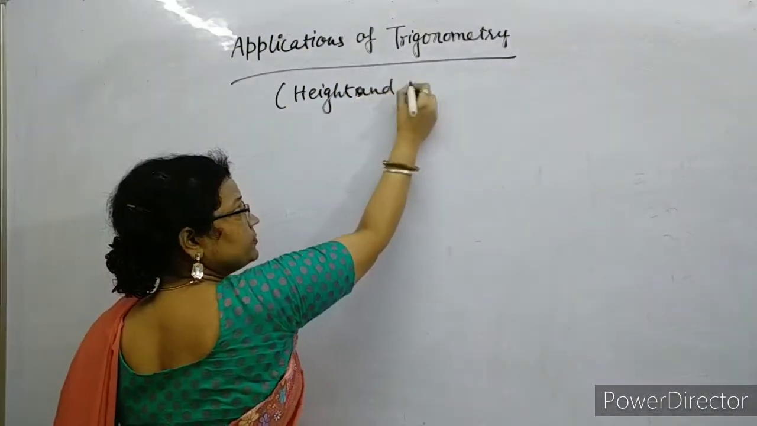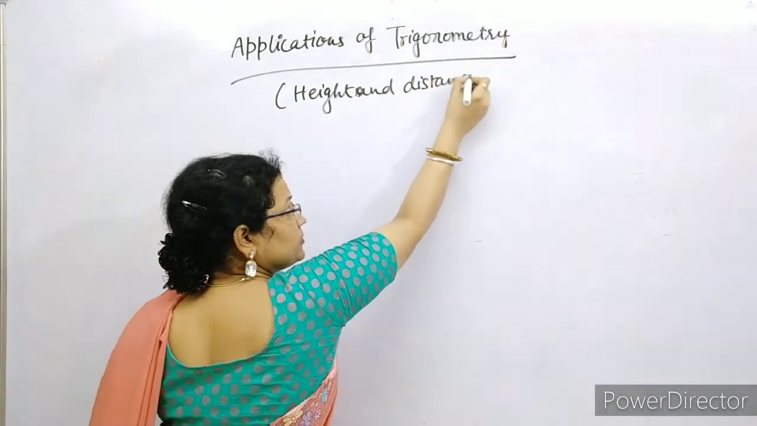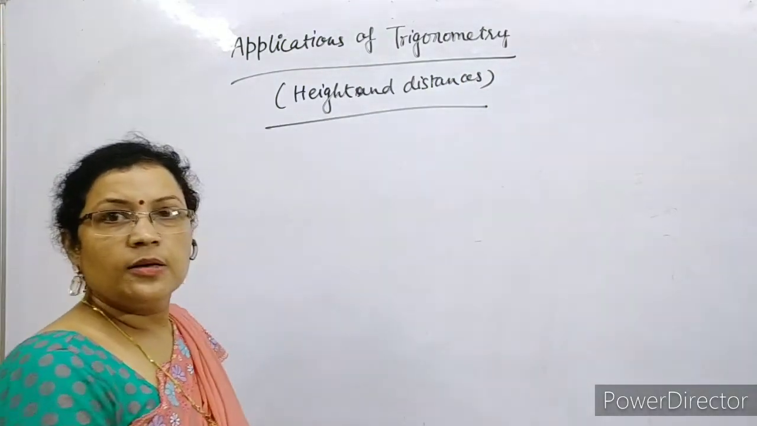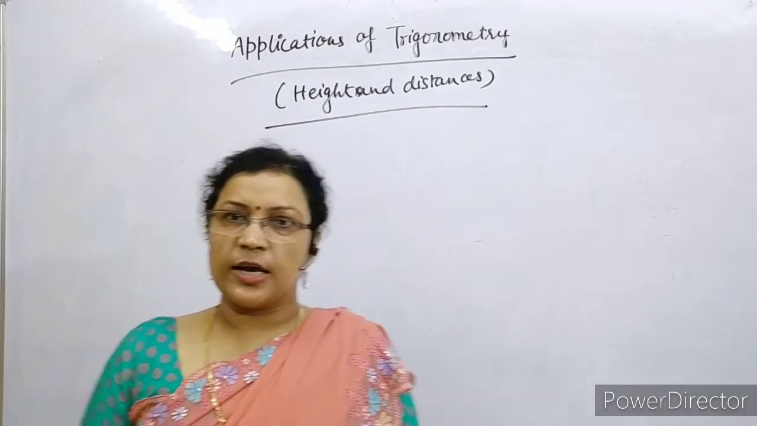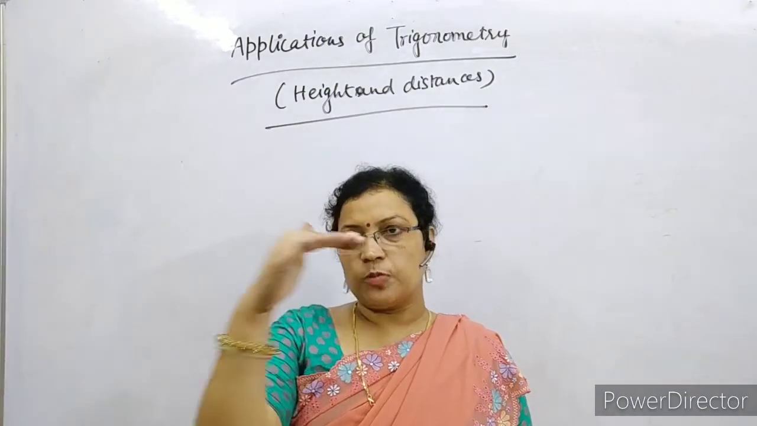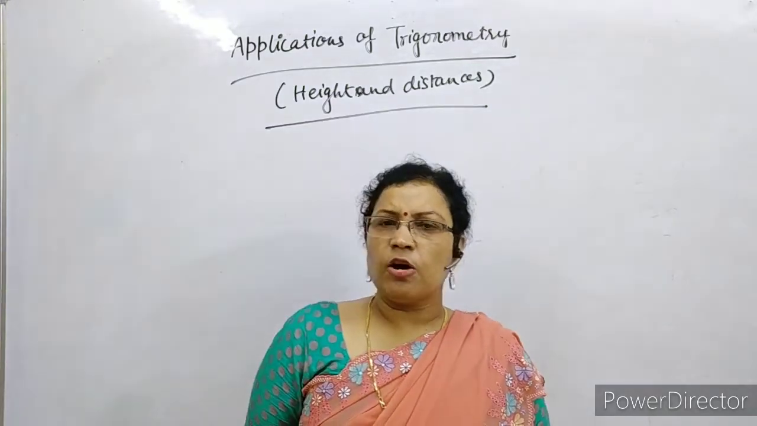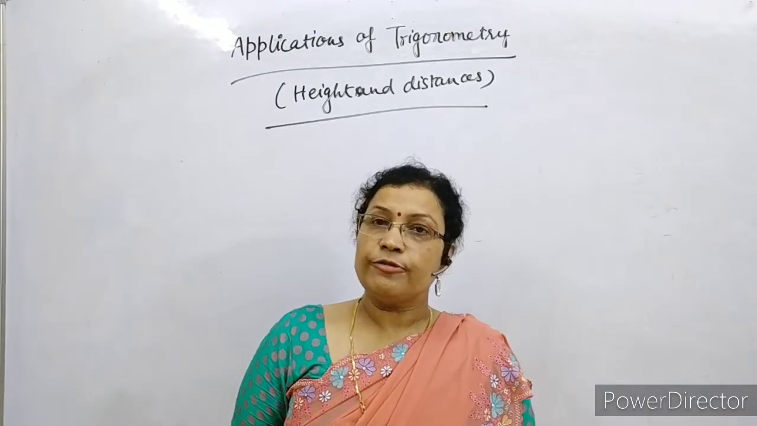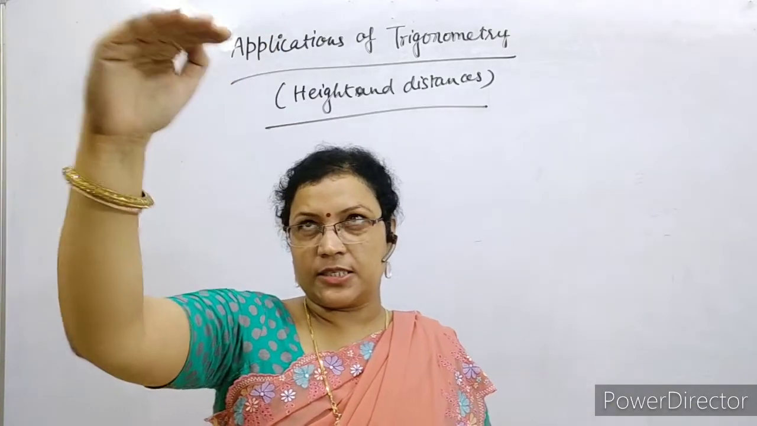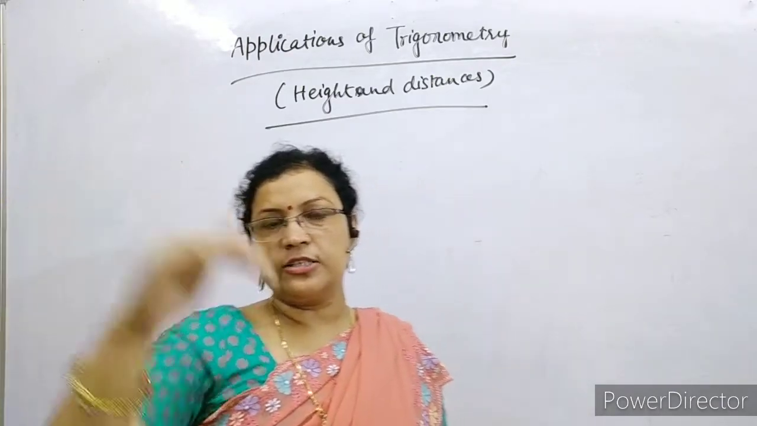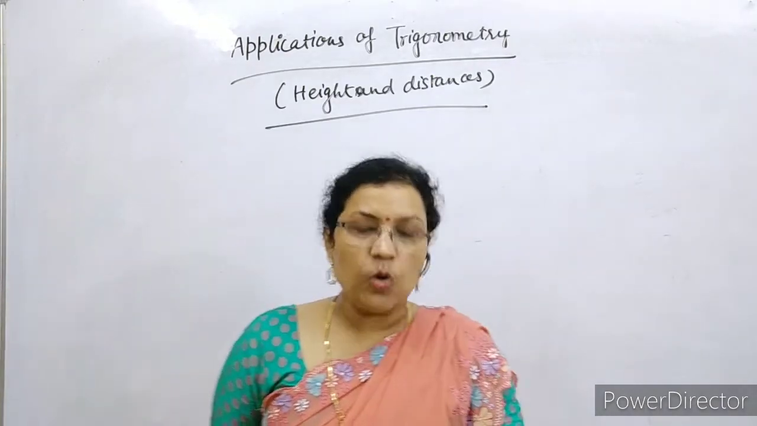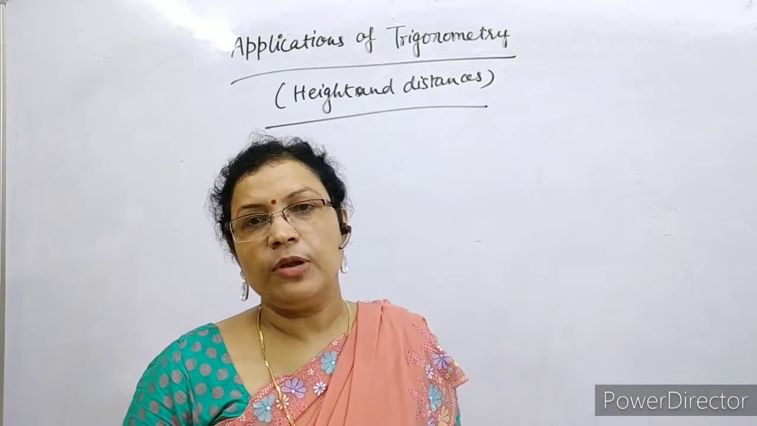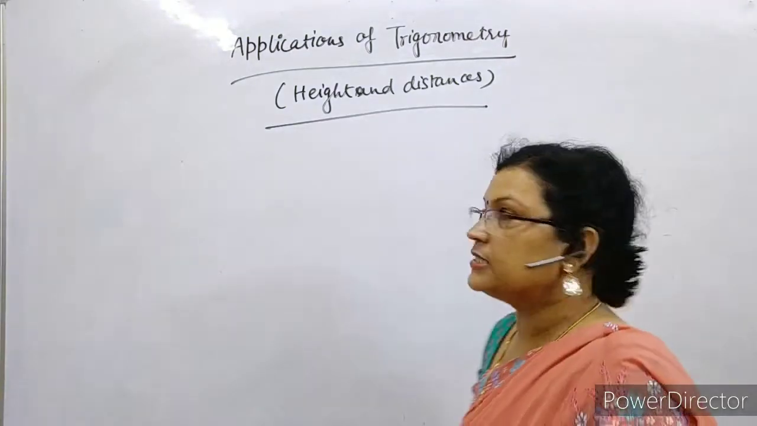height and distances. When we are looking at an object, if the object is on our level, then obviously it will be a parallel line to our eyes and the angle will be 0 degree. But if an object is a little raised from our horizontal line of sight or below our line of sight, then there will be some angle formed. You will learn how these angles are formed and what they mean.